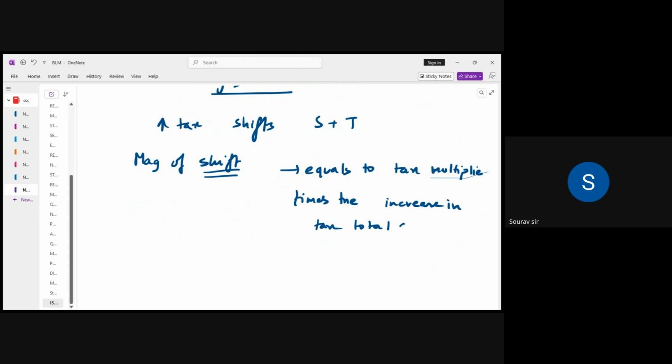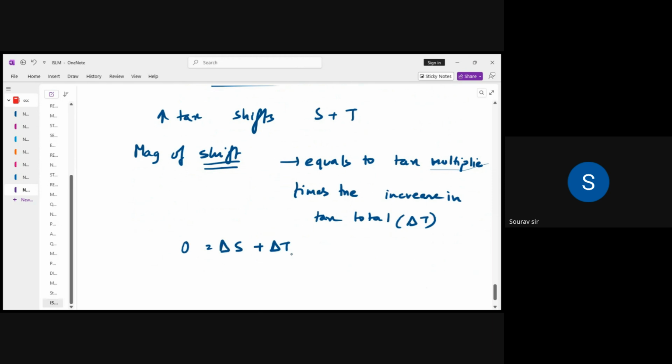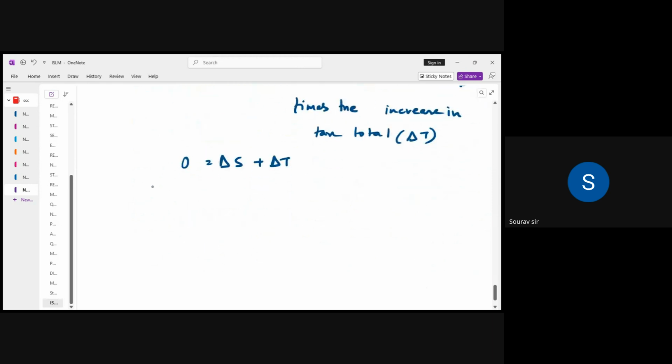Okay, that is done. Since saving plus tax remain unchanged in the two-sector model we have done initially, for a new equilibrium to occur at the same rate of interest, the increase in tax has to be exactly offset by a fall in saving. What I mean is 0 is equal to del S plus del T. Now in this case, what is the change in saving?